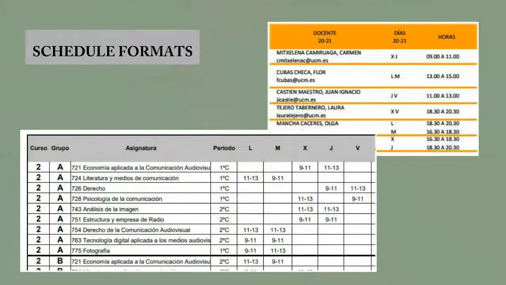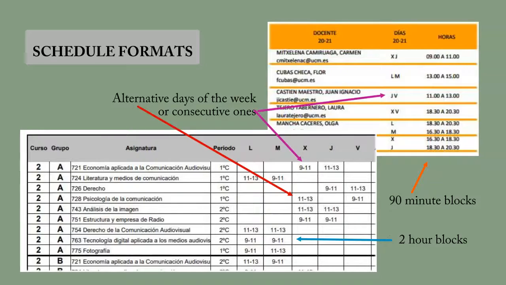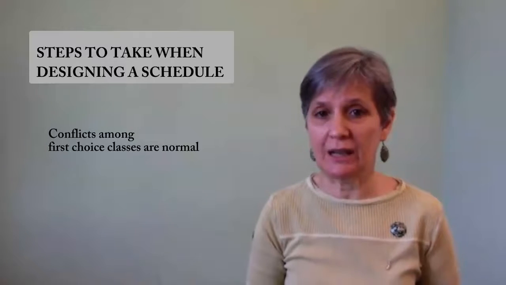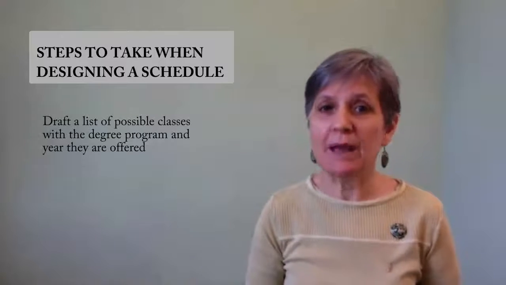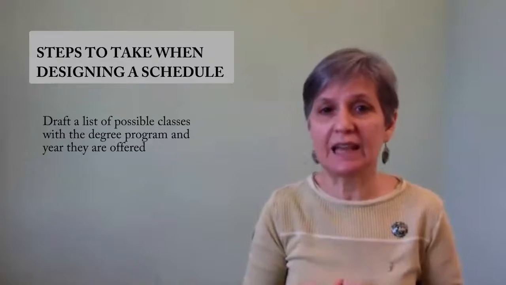Some schools will organize their classes in 2-hour blocks and others in 90-minute blocks. Some classes will meet on alternate days of the week and others on consecutive days. So how does this affect a student such as yourself that can take classes from different degree programs, years, and even schools? In the first place, be ready to spend some time on this, as you will typically run into scheduling conflicts.